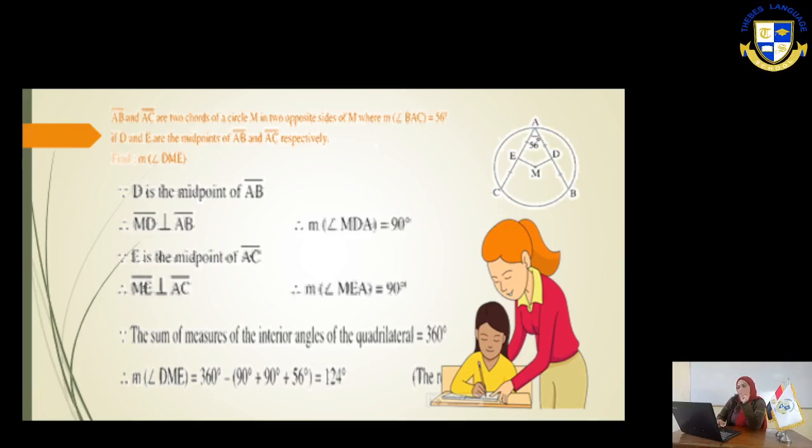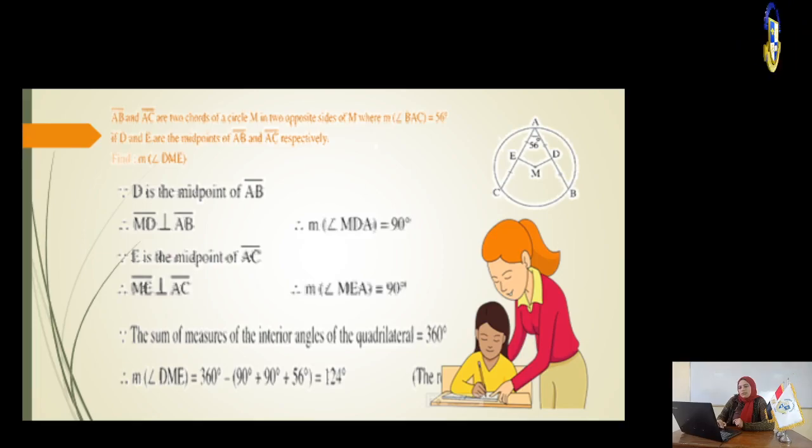ME comes from the center. Also E is a midpoint of AC, so ME is perpendicular to AC. So the measure of angle D is 90, the measure of angle E is 90, and the measure of angle A is 56. To calculate the measure of angle M, we will consider ADME a quadrilateral. The sum of the measures of the angles of a quadrilateral is 360. To calculate the measure of angle M, it equals 360 minus 90, 90 and 56. So the measure of angle DME equals 124.